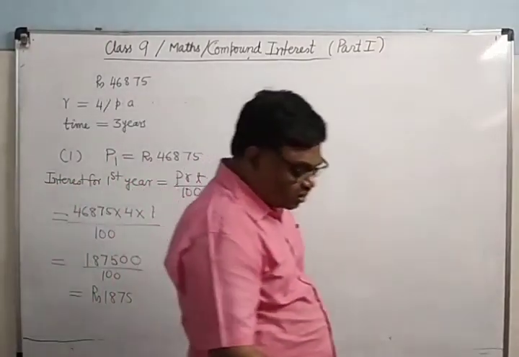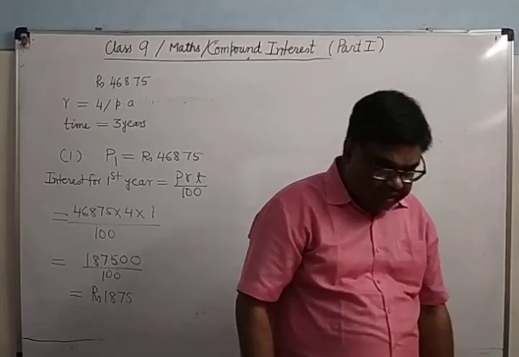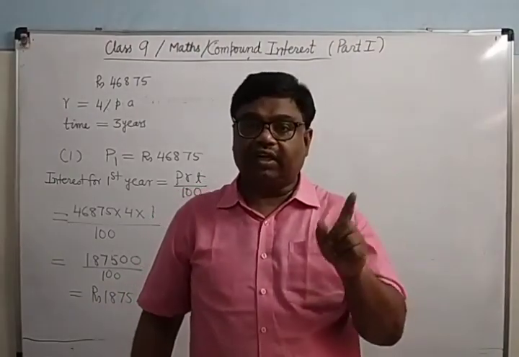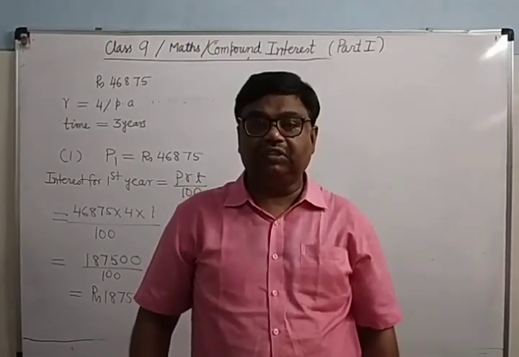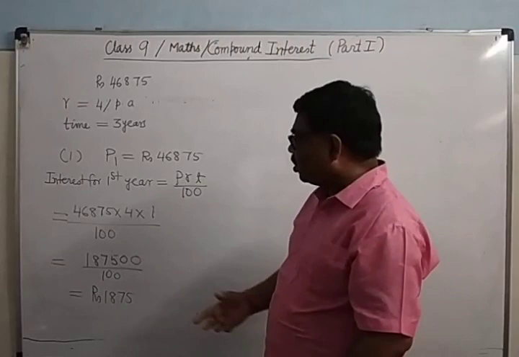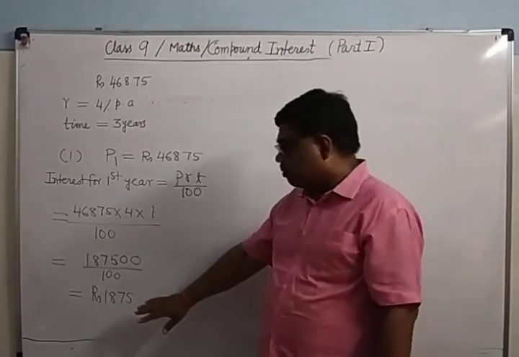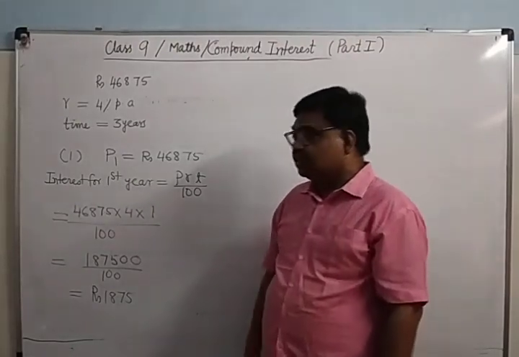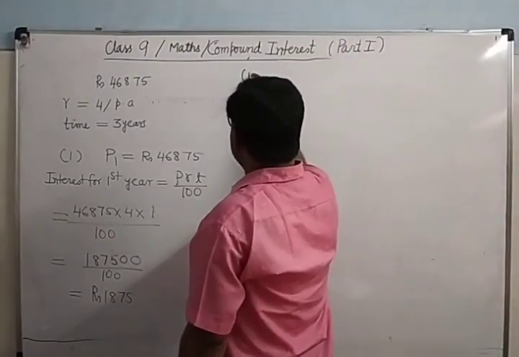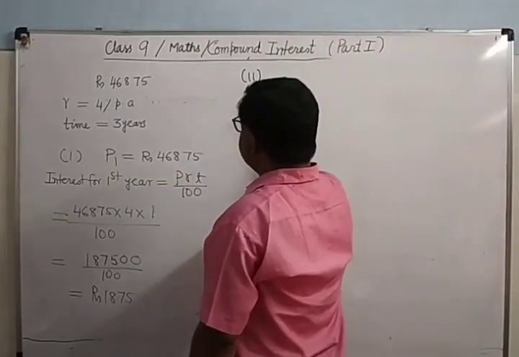Now you have to find the amount, because in the second part it is said: amount standing to his credit at the end of second year. That means you have to calculate A2, and at present you are only at I1. In the second part we have to find A2. It's clear?